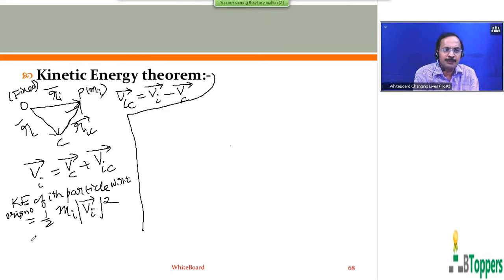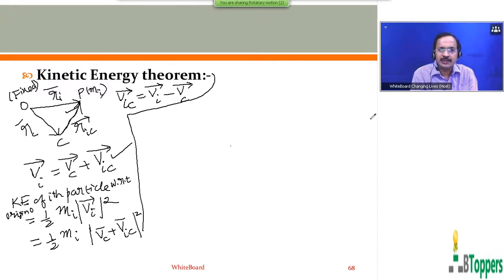Now the velocity of the ith particle with respect to the origin O can be written as V bar subscript C plus V bar subscript IC. I am using this equation here. As I discussed previously, the square of the magnitude of the vector sum of A bar and B bar, that is square of mod of A bar plus B bar, can be written as A square plus B square plus 2 A bar dot B bar. Using that concept, this term can be written as follows.